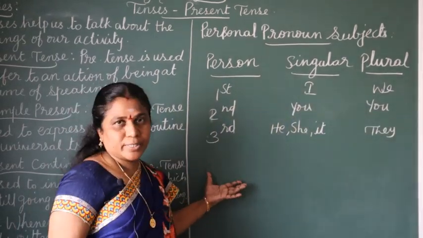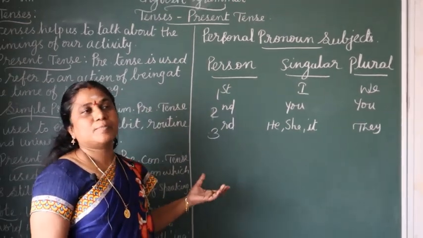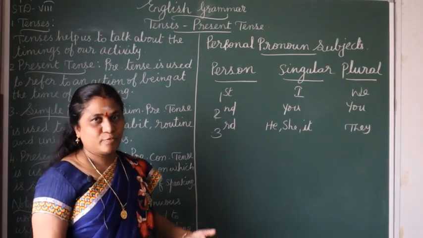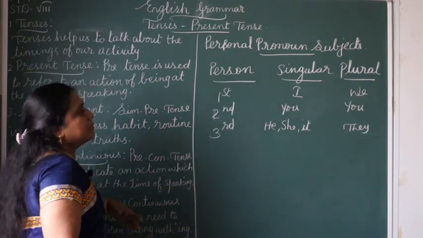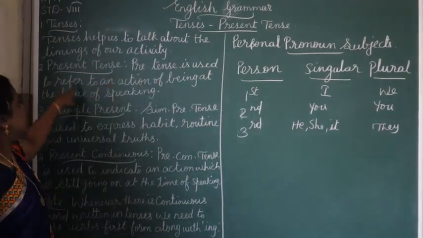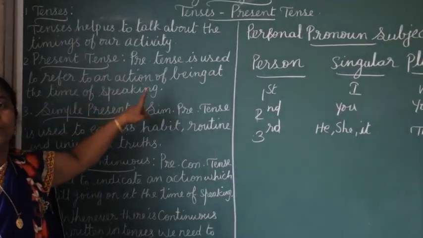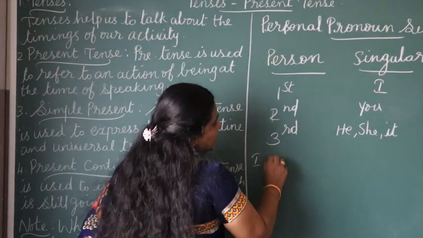Okay, let's begin. As we all know, there are 3 types of tenses. They are present tense, past tense and future tense. Today we focus on present tense. Present tense is used to refer to an action happening at the time of speaking. Okay. Now, simple present tense.